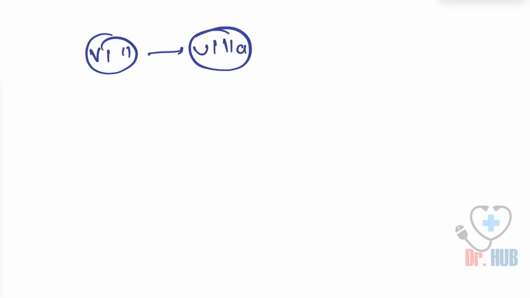Next, when we move on, there is also the action of factor 8. So 8 is converted to 8A. This is in the presence of thrombin. Why am I telling this? Because factor 8 adds on to the 9A.